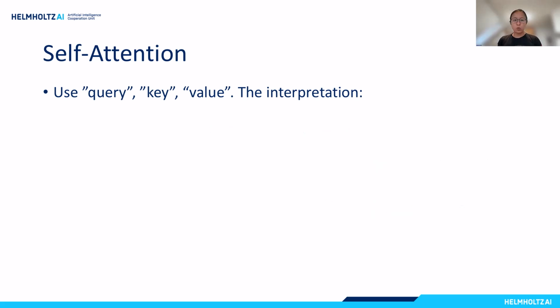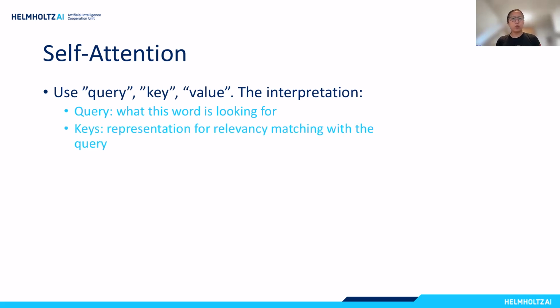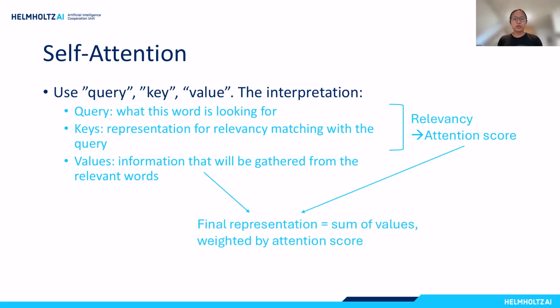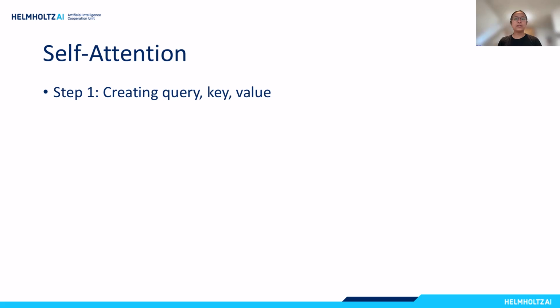So, in short, query represents what this word is looking for. Keys represent what every word offers for relevancy matching with the query. Query and keys create attention score. Values are the information that will be gathered from the relevant words to be processed in the next layer. The final representation of a query is a mixture of the values of the words weighted by how well their keys match the query. Now, let's dive into the detail of self-attention.